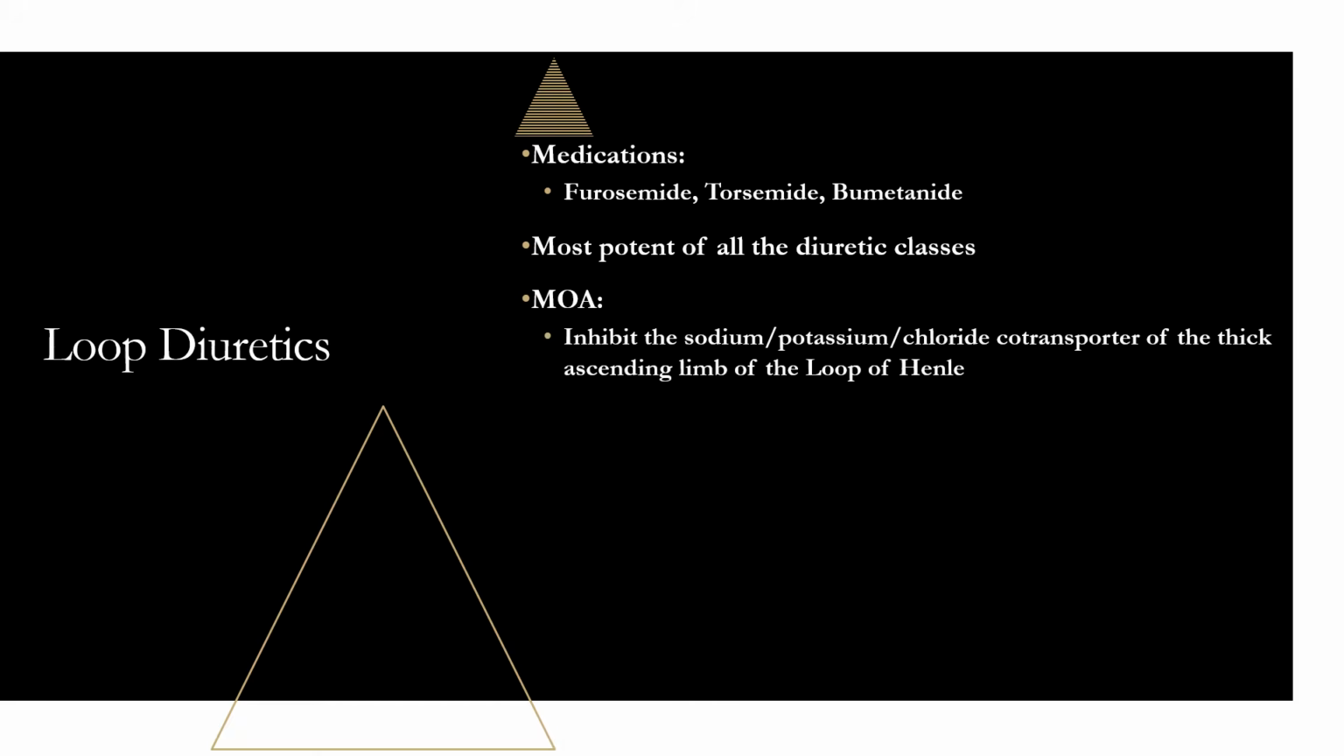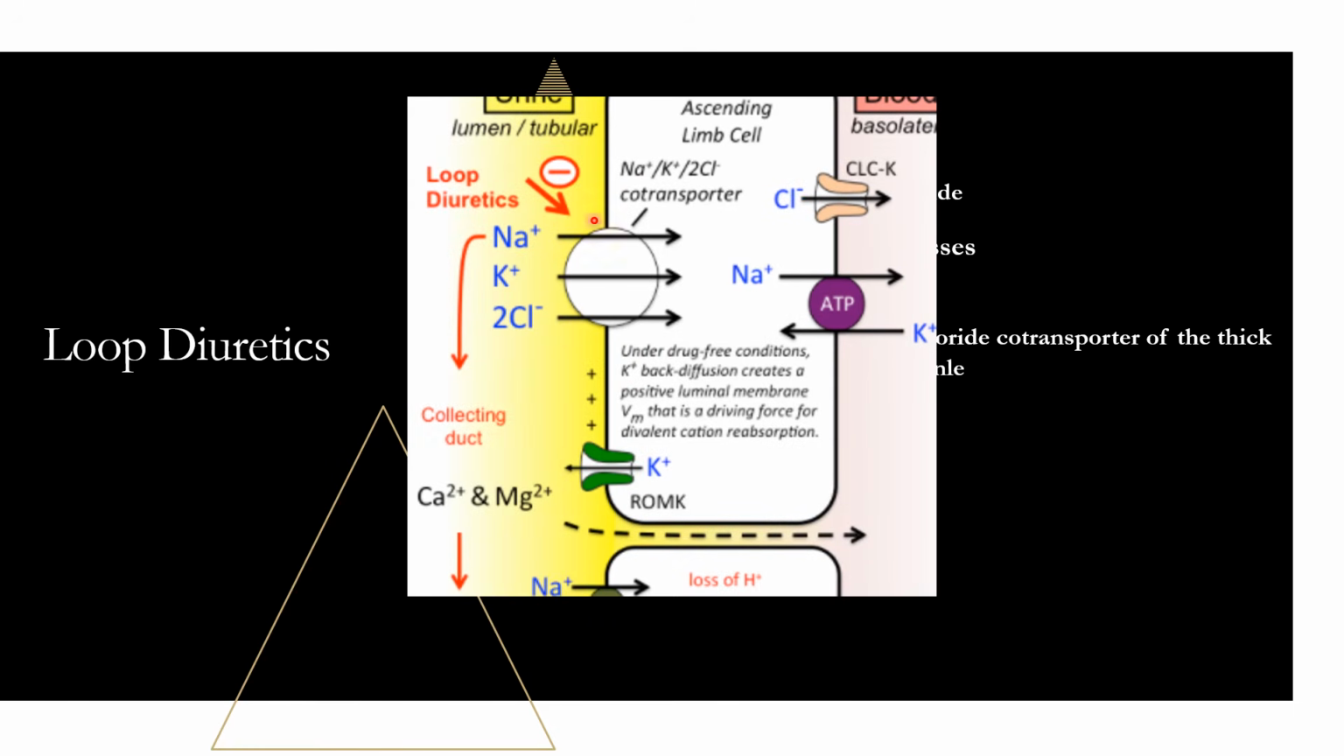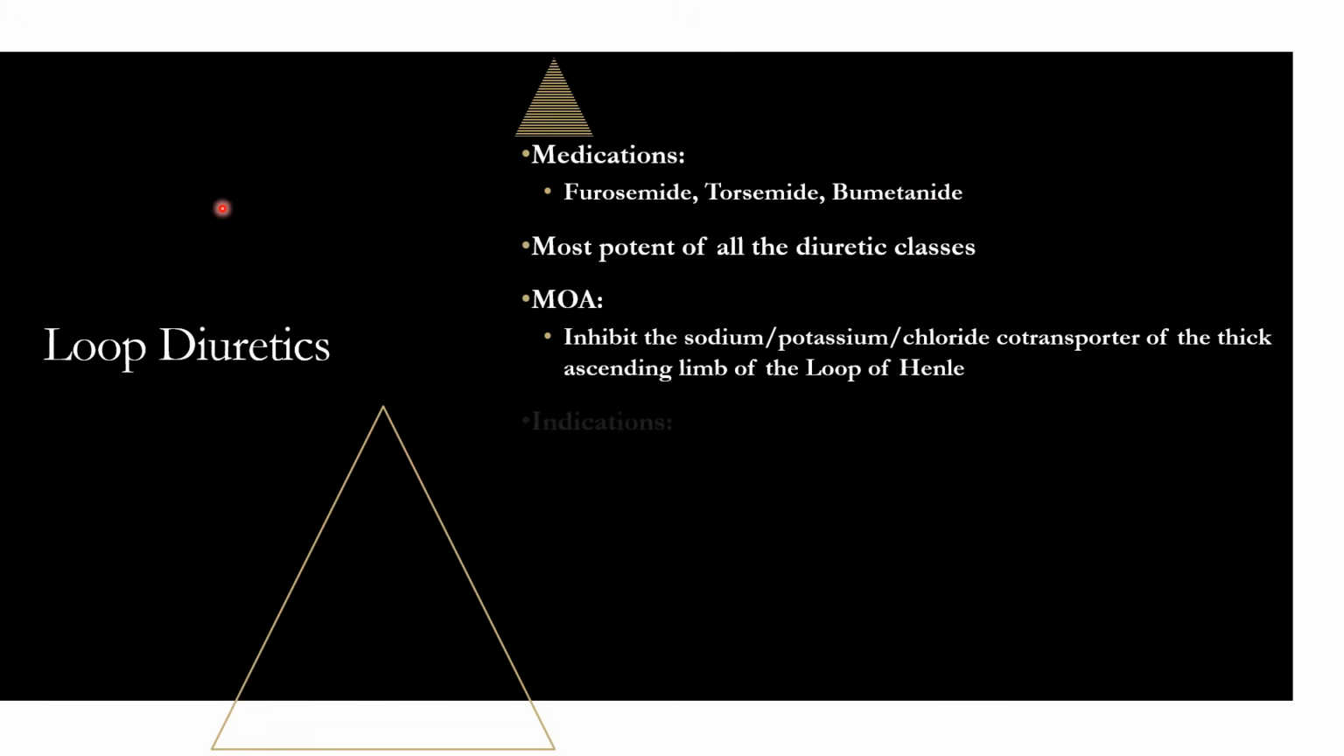And the way they work is they inhibit the sodium-potassium chloride cotransporter of the thick ascending limb of the loop of Henle. So what they do here, they shut off this cotransporter. So you're going to have sodium, potassium, chloride all coming out, which also affects your calcium and your magnesium. So all 5 things can be affected in loop diuretics. So this is what's going on here as far as the mechanism of action.